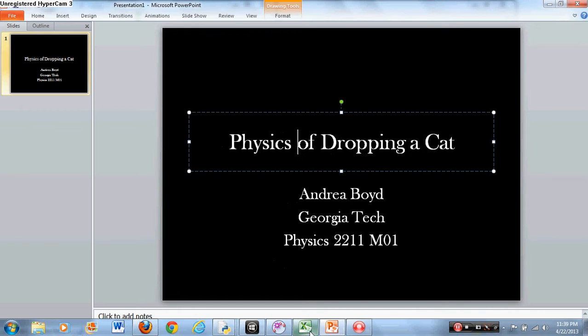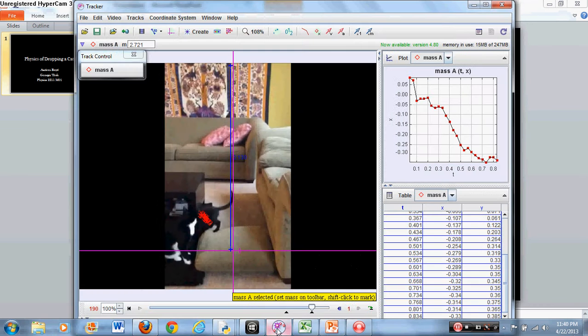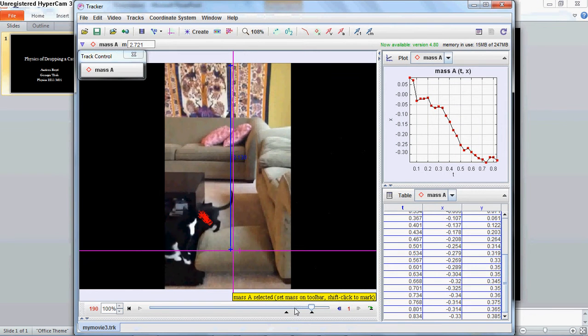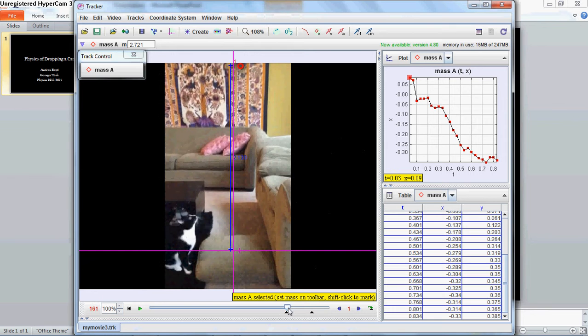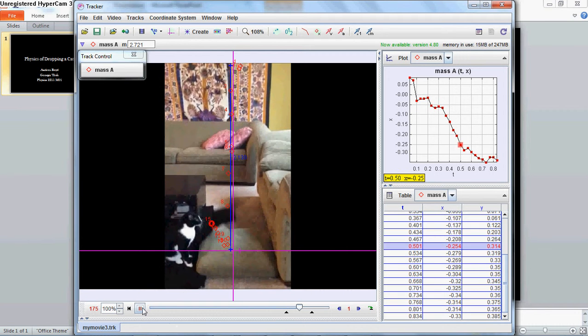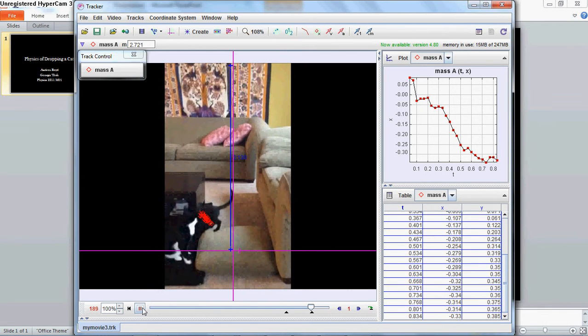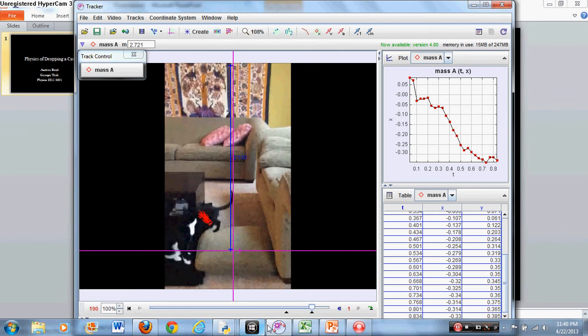So how this video was set up was I had my roommate hold my little cat above the couch, and she dropped him onto a pillow, and we measured the time it took for him to fall, how high up it was, and the force of gravity as he went downwards. So here's the video. As you can see, no animal cruelty involved.